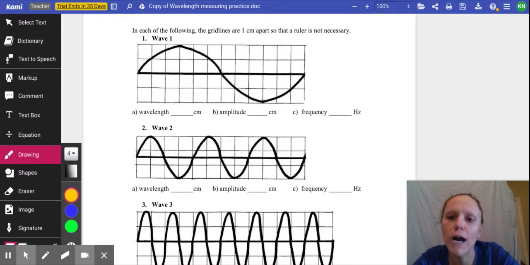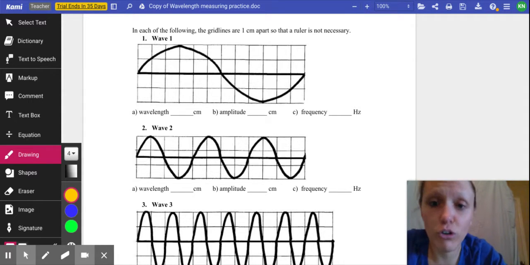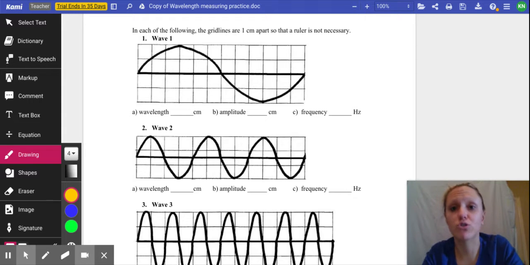Okay, so for number one, letter A, we needed to figure out the wavelength. This first problem already was a little tricky because what we're really only seeing here is one wave. We are not seeing multiple waves. If you remember on the front of this paper, it said that you needed to measure from one crest to crest or from one trough to trough. Now, in this case, we don't have a full crest to crest. We don't have a full trough to trough.